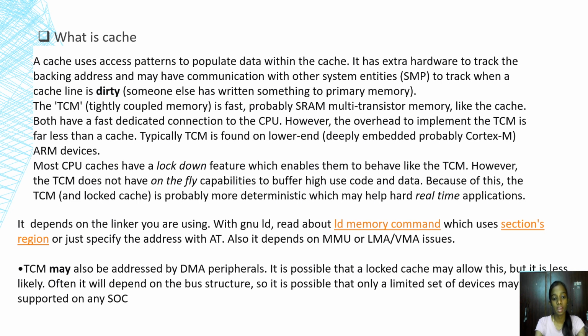Most CPU caches have lockdown features which enable them to behave like TCM. However, the TCM does not have the capabilities of the cache to buffer highly used code and data. Because of this, the TCM is probably more deterministic, which will help hard real-time applications. So it depends upon the linker you're using. Using GNU ld, it is the MEMORY command which uses sections, regions and objects to specify the address. Also, it depends upon MMU and MPU configurations.